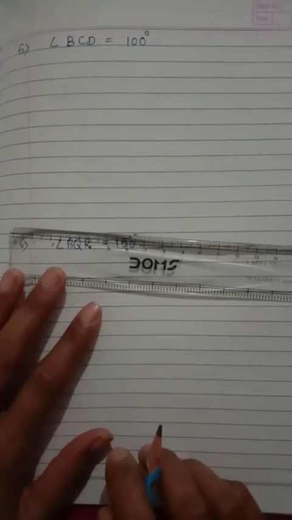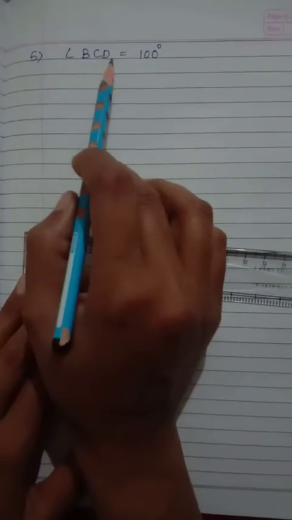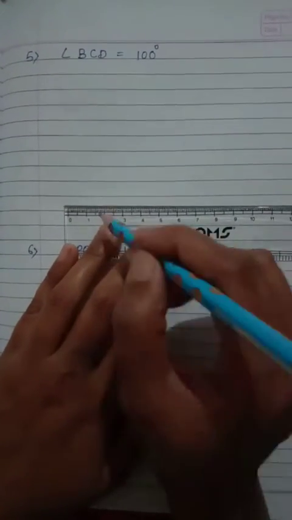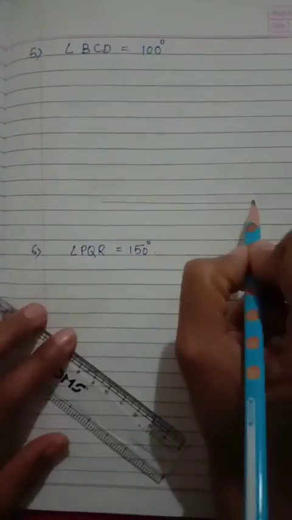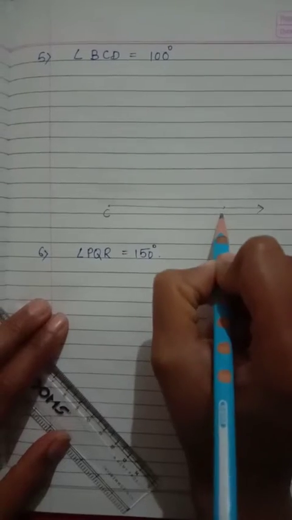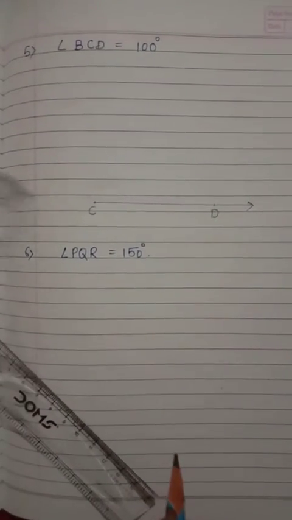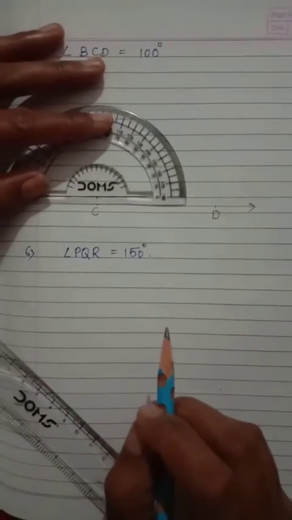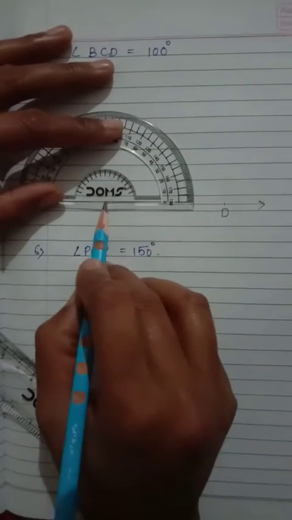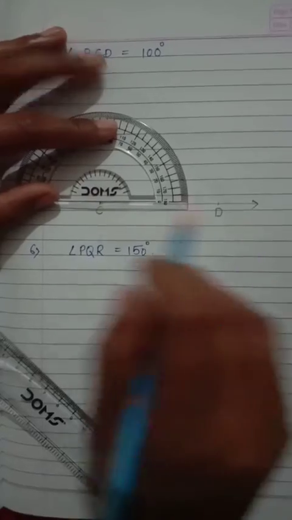Student, now further we are asked to draw the angle BCD which is of 100 degree. So again to draw the angle BCD, first we draw the ray using ruler. Here I am going to mark the point C at one end and here I am going to mark the point D. Then we take the protractor, keep the protractor at the vertex C so that base line of the protractor coincide with the ray CD.